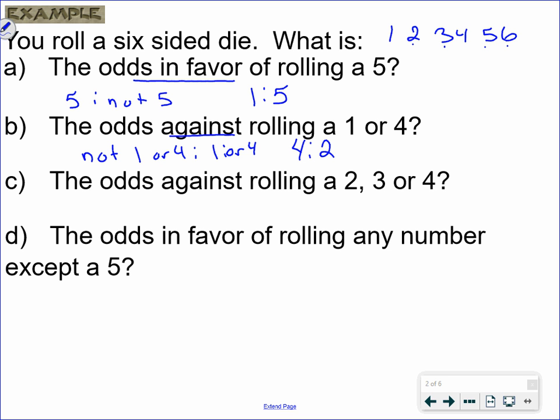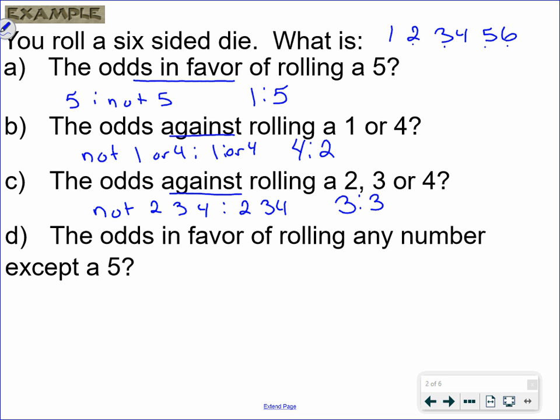The next one, what are the odds against rolling a 2, 3, or 4? So the odds against means that we're not going to roll a 2, 3, or 4 compared to the odds of rolling a 2, 3, or 4. So if we do not roll a 2, 3, or 4, we have 1, 5, and 6. So there are 3 possibilities compared to how many times we'll roll a 2, 3, or 4. So there are 3 possibilities there. So 3 to 3.